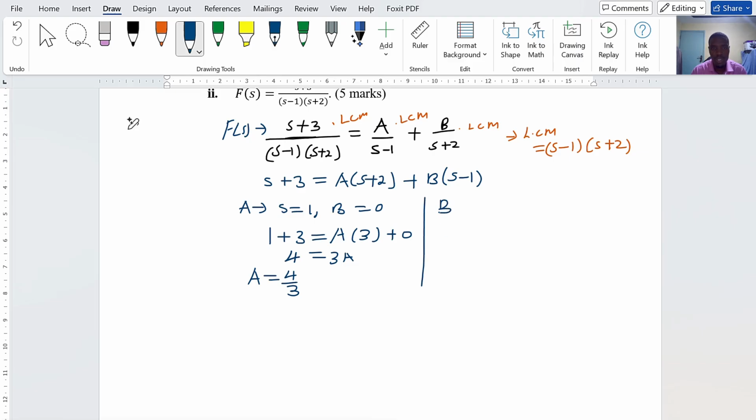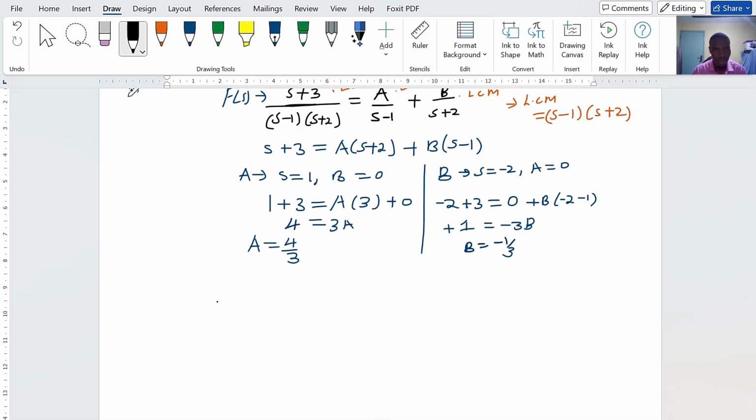Now, to solve for b, s will be equal to negative 2, because when you put negative 2 here, a vanishes. So it means a will be equals to 0. So now we have negative 2 plus 3 equals to 0, because negative 2 plus 2 is 0, so a vanishes, then plus b into negative 2 minus 1. So this is negative 3b, while the other side is positive 1. So it means b is negative 1 over 3.